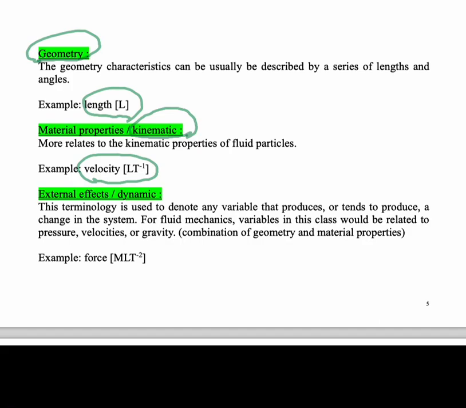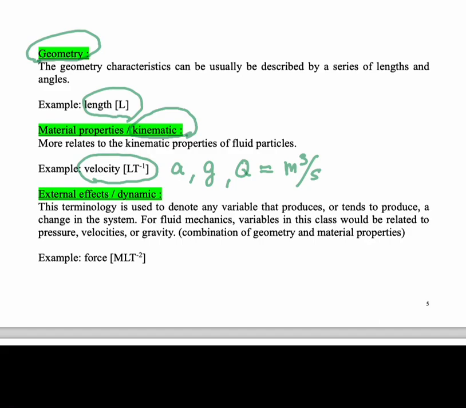Other examples of parameters in the kinematic group are velocity, acceleration and gravity, and sometimes the flow rate, because the unit of flow rate is meter cubed per second. It shows how many cubic meters are flowing in a single second.